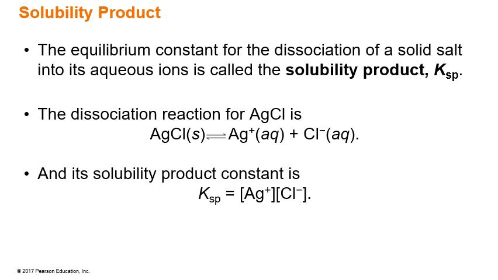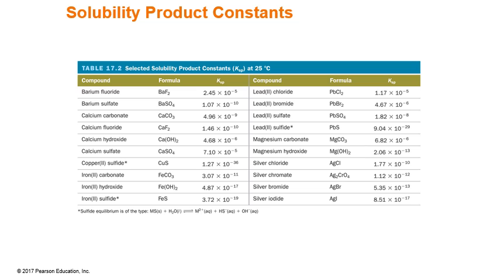We represent this as KSP, the equilibrium constant for the solubility product. There are lots of different solubility constants, and this helps us to determine how soluble or insoluble different compounds are in solution. These are some constants for insoluble solids.